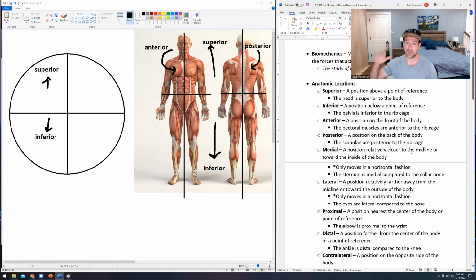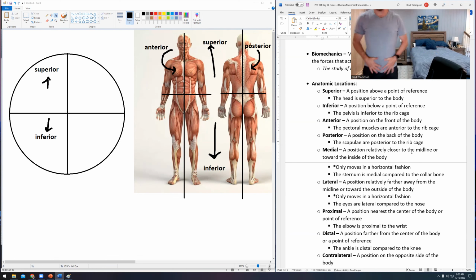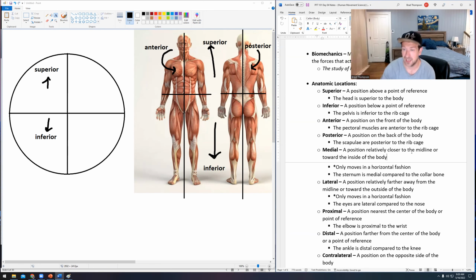So if we give some examples here, your head is very superior, and your feet are very inferior. A lot of times when we use this terminology, we'll describe it in relation to something else. Your head is superior to everything else. But I could say your pelvis, right here, those two pelvic bones, is inferior to your rib cage, which would be up here, even though it is superior to the rest of your legs. So inferior is whatever's below something else. My nose is inferior to my forehead because it's below it, even though my forehead is inferior to the hat that I'm wearing, you know what I mean?